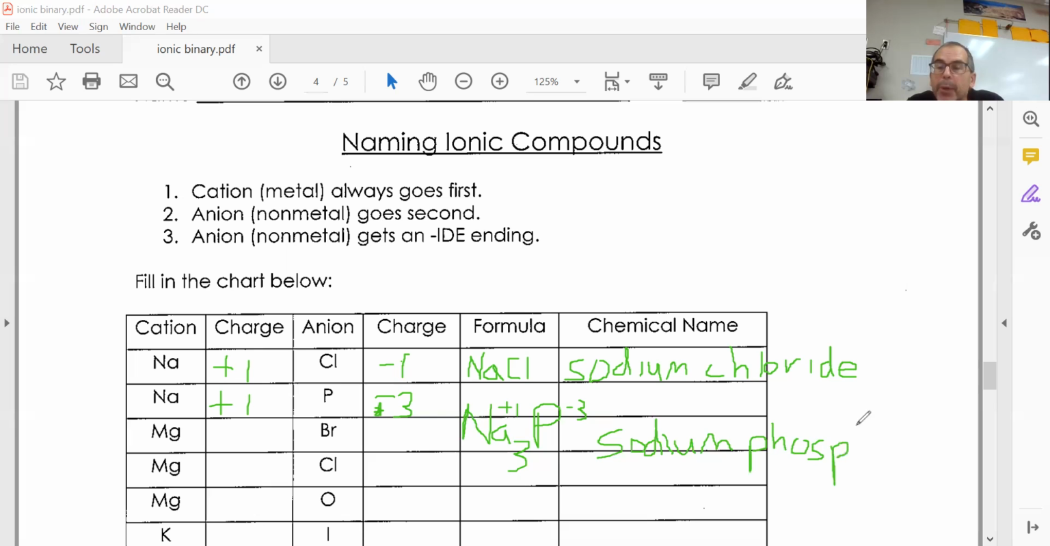Another common example of that, instead of saying oxygen, we usually say oxide. So this one, phosphorus becomes phosphide. We get that IDE ending right there. So this would be sodium phosphide. The formula would be Na3P right here.